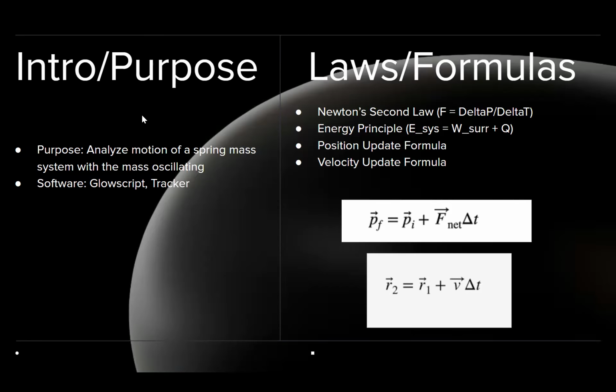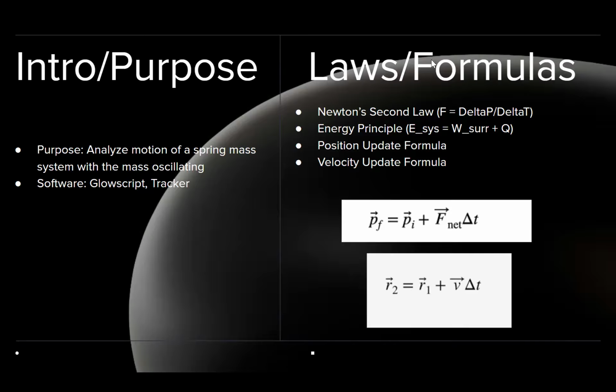So an introduction and purpose. This lab is about looking at the oscillation and movement of a spring mass system. It's like the end of a spring oscillating. The software we use to track that is Tracker, and then we're going to later use coding with GlowScript, which is a Python software.